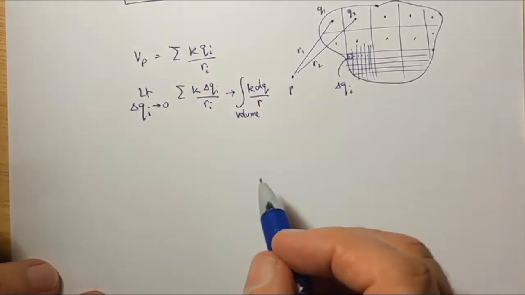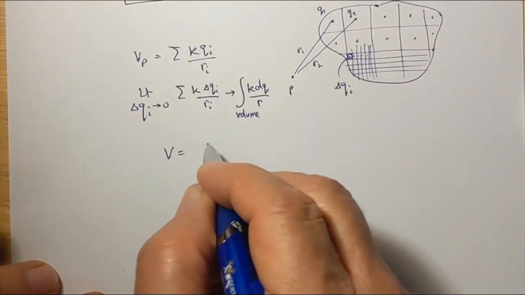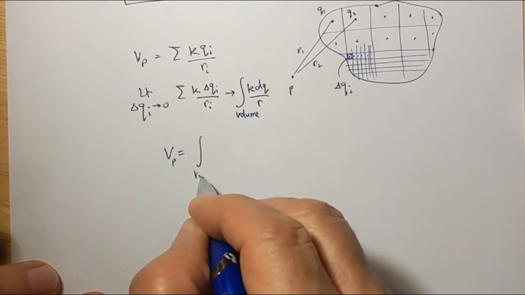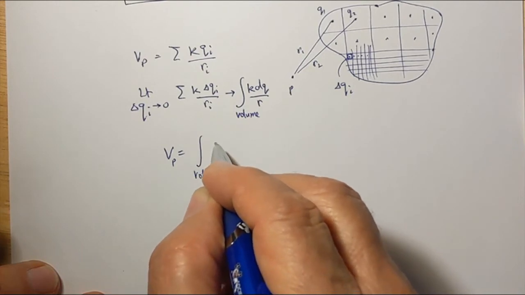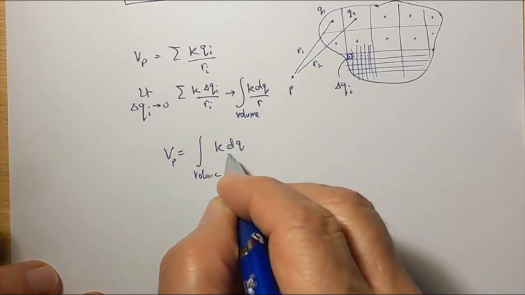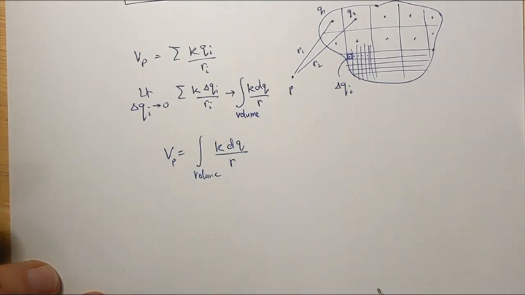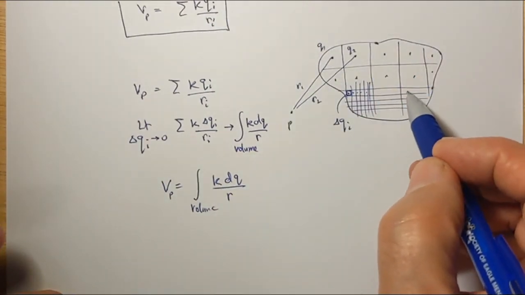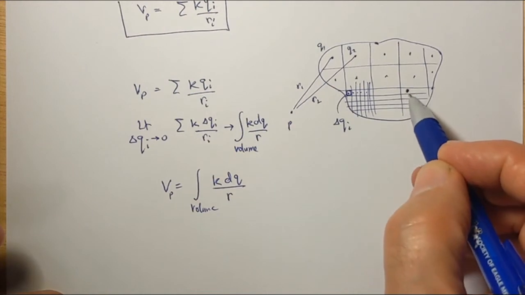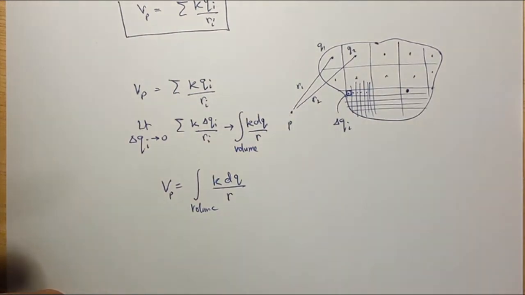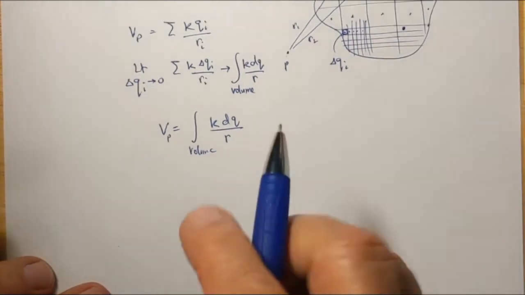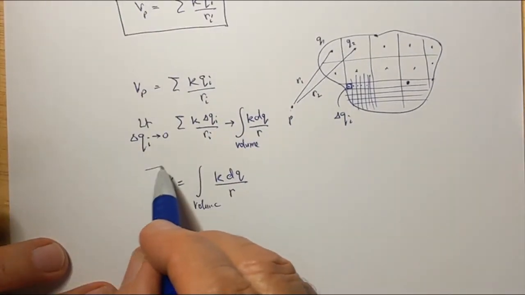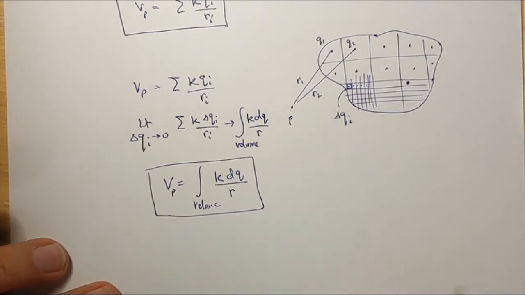So this becomes the equation that the potential at a point P is the integral over the volume of K dq over R. The point P could be inside the volume. It could be a point over here, or it could be outside. Now we will use this equation and this equation to solve some examples.